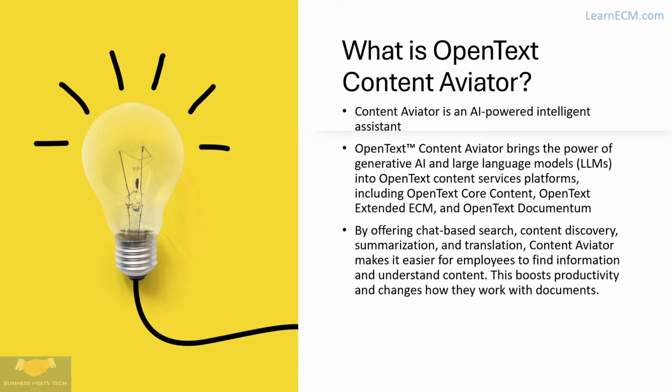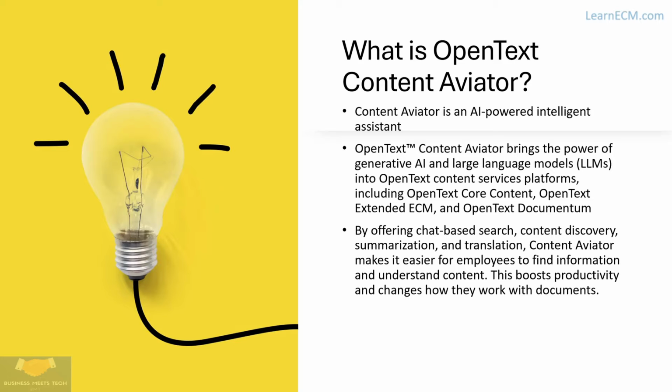Those who have worked in the OpenText landscape or on these different products know there are different products that OpenText provides. One is Core Content, which is a SaaS-based, multi-tenant solution that we can subscribe to. Then there is OpenText Extended ECM that can be deployed, let's say, in a private cloud model as well. And then there is OpenText Documentum. So OpenText Aviator is integrated with all these applications, so we can use the features of Content Aviator in all of them. And OpenText is enhancing the capability of Content Aviator with each release.